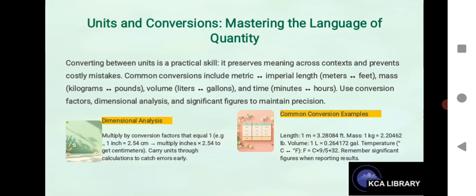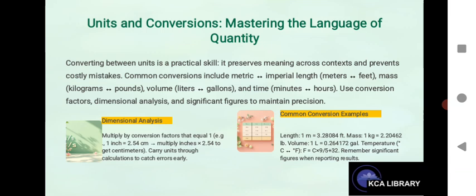Now, in dimensional analysis, multiply by conversion factors that equal 1, for example, 1 inch is equal to 2.54 centimeters. It's like saying 60 seconds make 1 minute. So if 60 seconds make 1 minute, how many seconds will make 20 minutes? You do that by multiplying 20 times 60. So carry units through calculation to catch errors early.